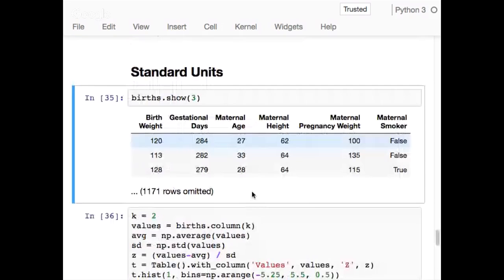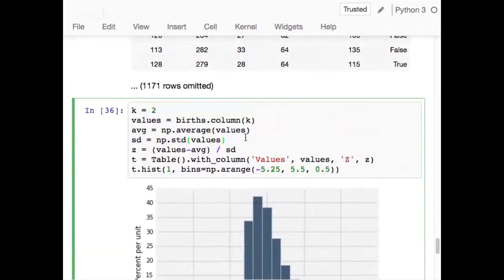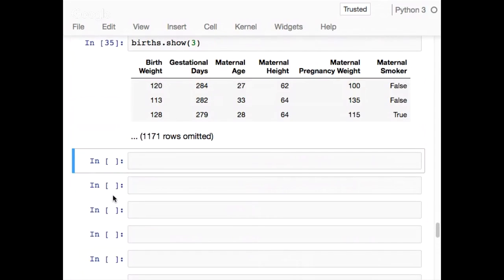So I have here the births. Okay, I wasn't supposed to show this yet. Let's pretend it's not there. Okay. So what I'm going to do is take my births column.